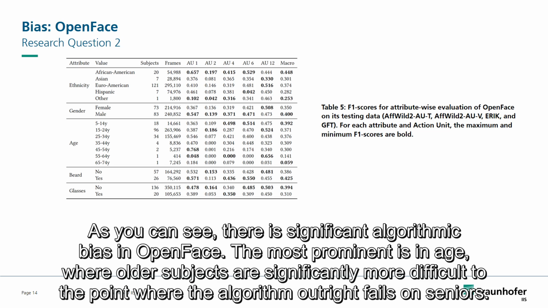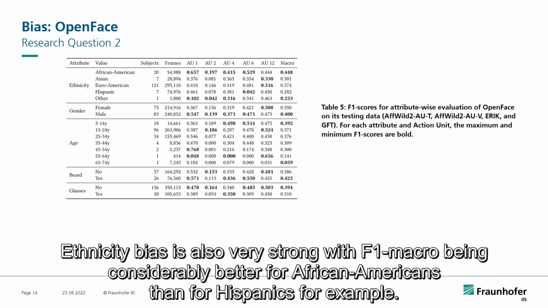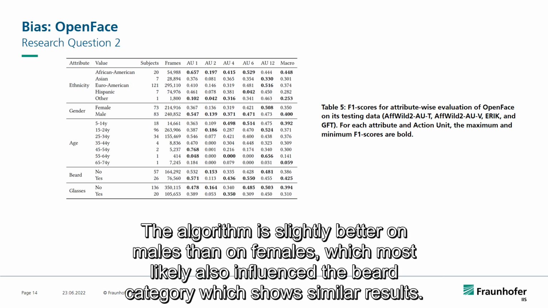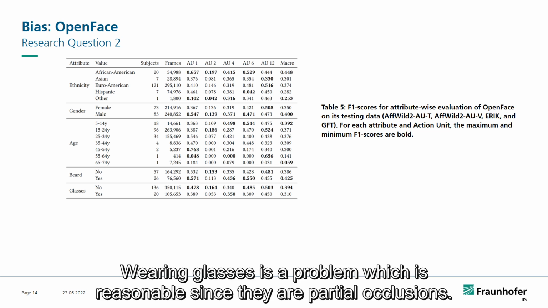As you can see, there is significant algorithmic bias in OpenFace. The most prominent is in age, where older subjects are significantly more difficult to the point where the algorithm outright fails on seniors. Ethnicity bias is also very strong, with F1 macro being considerably better for African Americans than for Hispanics, for example. The algorithm is slightly better on males than on females, which most likely also influenced the beard category, which shows similar results. Wearing glasses is a problem, which is reasonable since they are partial occlusions.